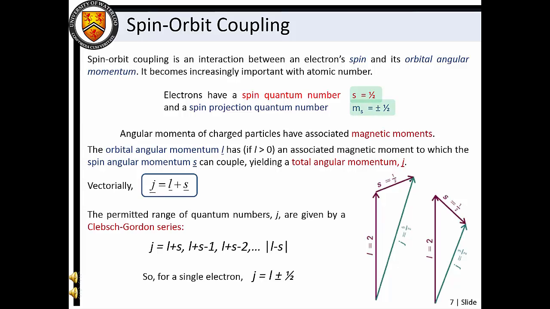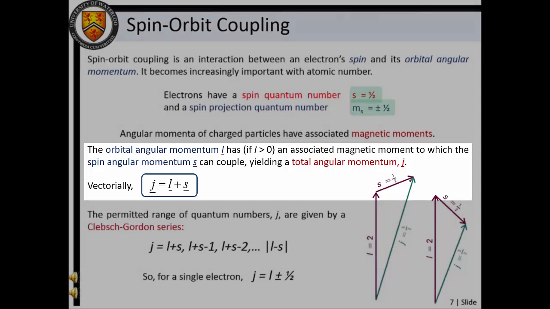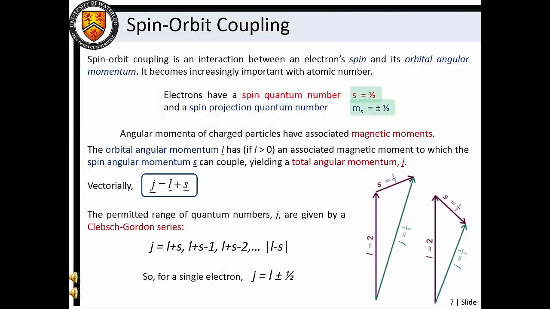In the case of electrons, we define a spin quantum number s and a spin projection quantum number m sub s. If the orbital angular momentum quantum number of an electron is greater than 0, the magnetic fields produced by the electron spin and by the orbital angular momentum can couple to one another to yield a total angular momentum, which we describe with the quantum number j. Since the spin, orbital, and total angular momenta are quantized, only very specific relative orientations are possible. Again, we can picture these orientations in a vector sum diagram.